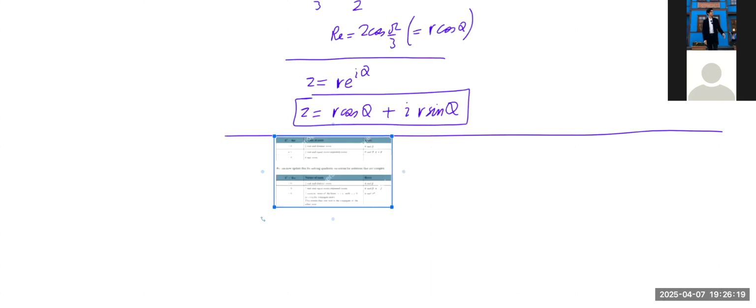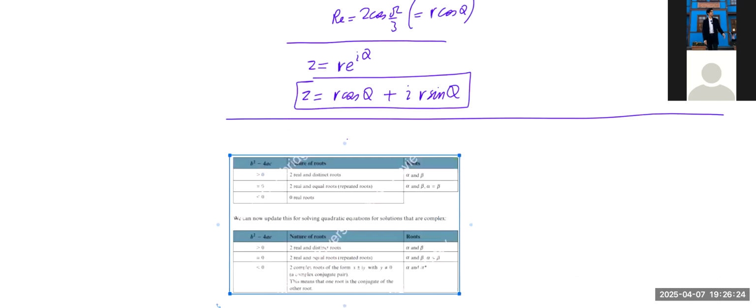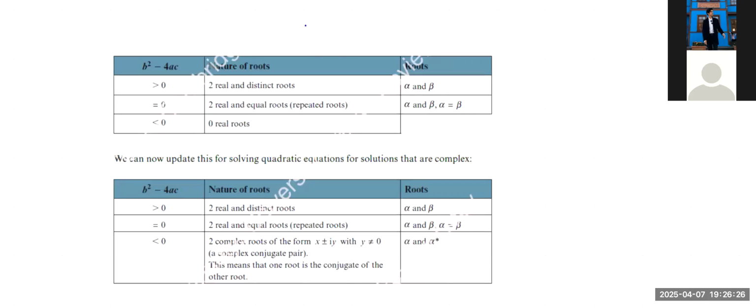About solving equations and tying that with complex numbers, we already know from earlier that if the discriminant in a quadratic equation is more than zero, if it's positive, we're going to have two real roots. However, if it's equal to zero, we're going to have two real but equal roots. They're called repeated roots in that case. And if it's less than zero, we say that it has no real roots.